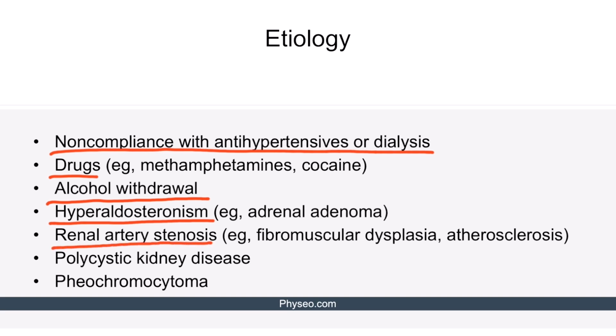Renal artery stenosis, which may occur due to fibromuscular dysplasia or atherosclerosis of the renal arteries, leads to hypertension by activating the renin-angiotensin-aldosterone system, which increases the production of aldosterone and hence retention of water. Similar to renal artery stenosis, polycystic kidney disease also leads to hypertension by activating the renin-angiotensin-aldosterone system. Lastly, pheochromocytoma leads to hypertension by releasing large amounts of catecholamines such as epinephrine and norepinephrine into the bloodstream. These catecholamines in turn stimulate systemic vasoconstriction and lead to elevated blood pressure.